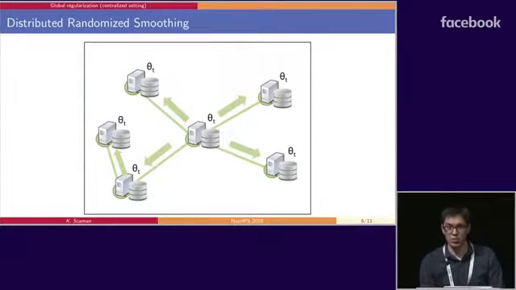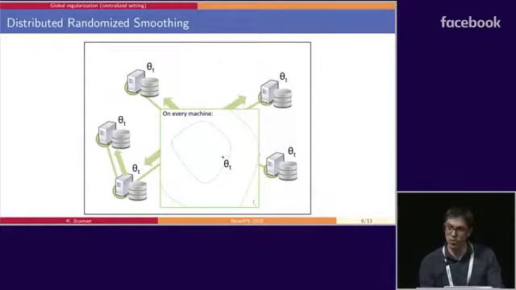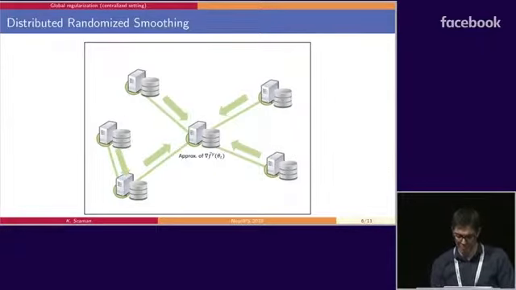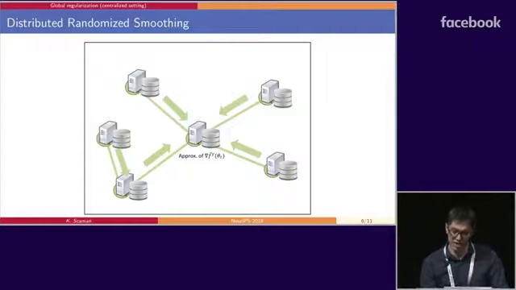Then the master node will send the current parameter, theta t, and each local node is going to first sample random points around theta t, compute the gradient, and average this gradient. So it's a very simple procedure, but if you choose the right amount of points, you end up with an algorithm which is close to optimal. Then it sends back these averages, and the master node will average all these values in order to get an approximation of the gradient of the smooth function.